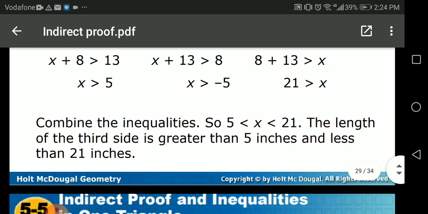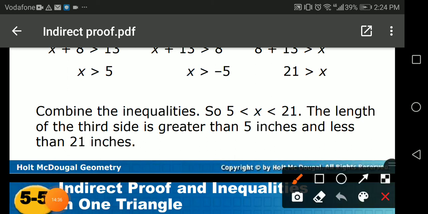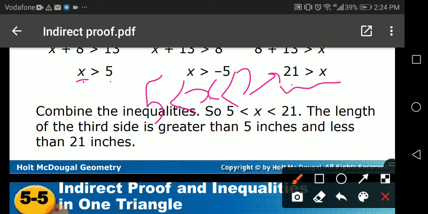So I have the three of them. x is greater than 5, and x is less than 21. So this is the length of the third side. The length of the third side must be greater than 5 and less than 21.